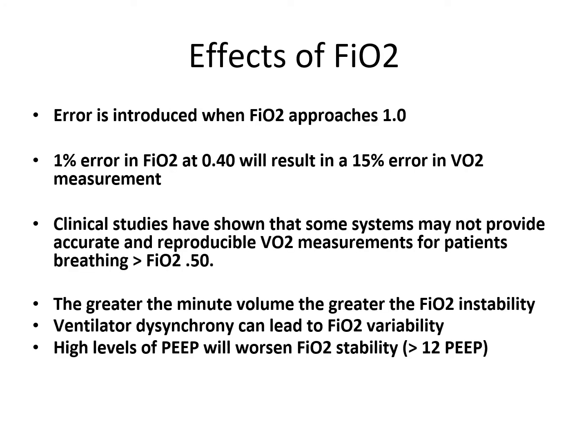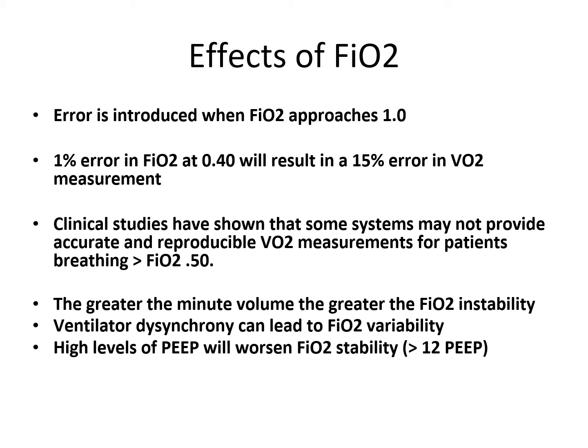So you have a higher chance of error as your FiO2 approaches 100%. If you have a 1% error in the FiO2 at 40%, you'll result in a 15% error in your oxygen consumption. So just that little bit of variance in your FiO2 measurement can actually affect your oxygen consumption measurement.